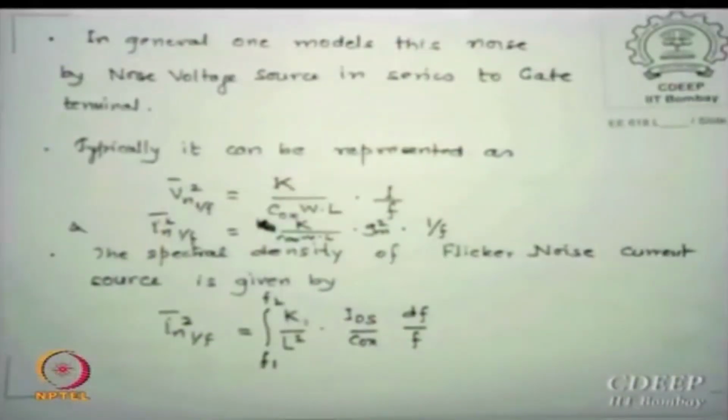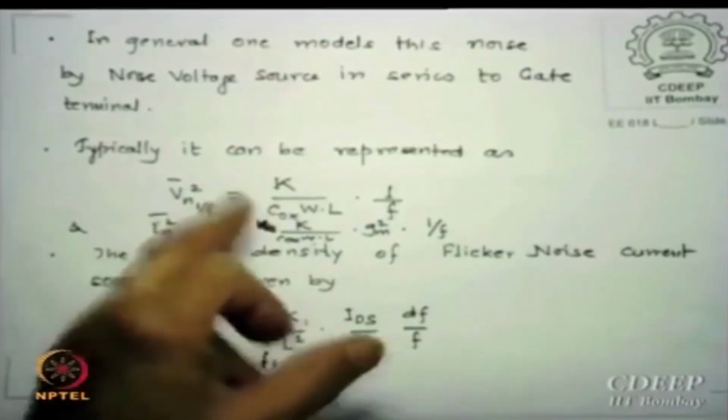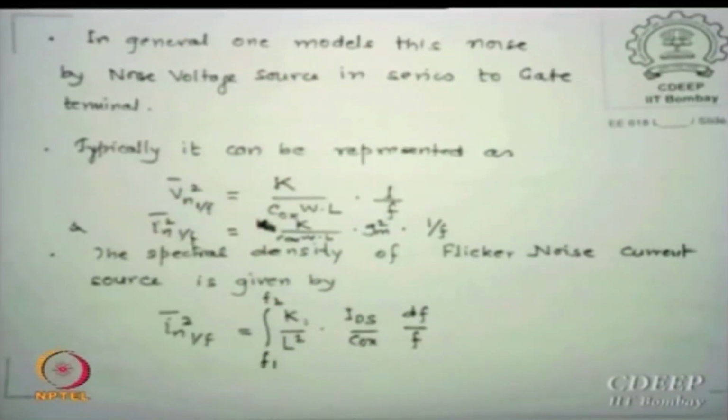In general, we can have noise voltage or noise currents. The 1/f noise voltage is K upon C_ox W by L into 1/f, and if you look at currents, then it is K upon C_ox W into GM square into 1/f. Now K is a technology constant related to the MOS technology you work with, and therefore different in different technology nodes.